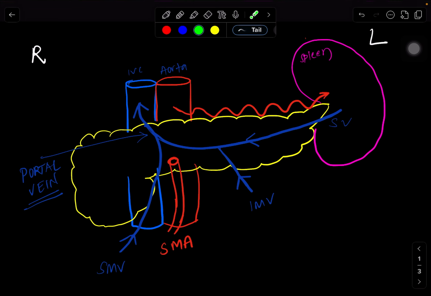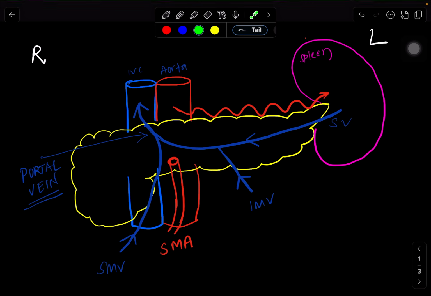So the splenic artery goes along the superior border of the pancreas here. Then down we have the superior mesenteric artery. Now the tail of the pancreas is in very close relationship with the spleen. Through the spleen, we have the splenic vein which receives the inferior mesenteric vein, and then the splenic vein goes near the neck of the pancreas where it unites with the superior mesenteric vein to form the portal vein.